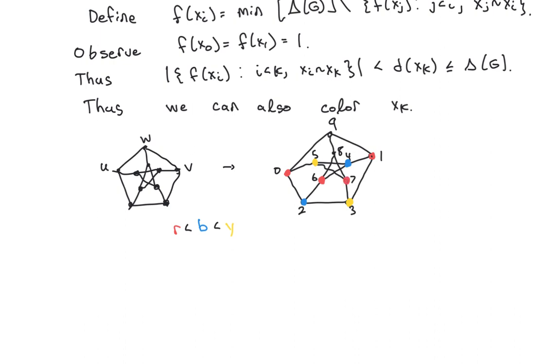8 is only adjacent to red vertices, so I have to color it blue. And then finally I see 9 is adjacent to red and blue vertices. So this is the last step in the algorithm.